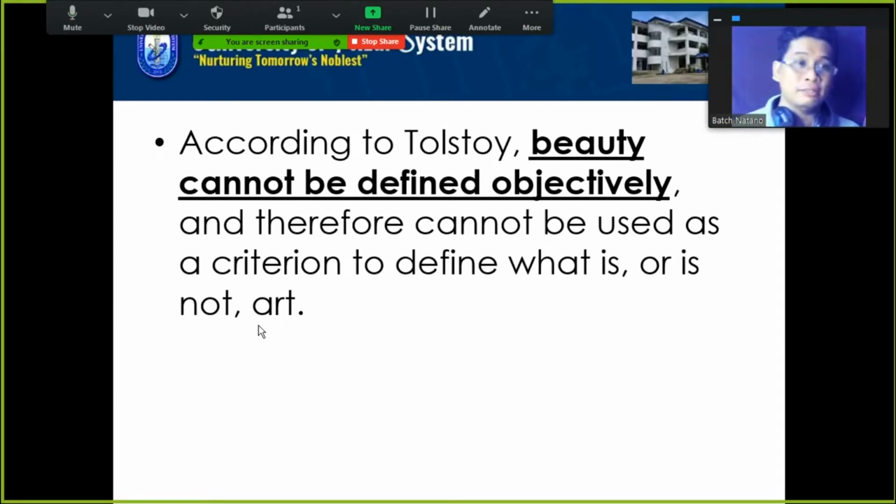It's very subjective. Now, beauty for Tolstoy is the content, the message that a certain art is expressing. And therefore, beauty cannot be used as a criterion to define what is or is not an art.